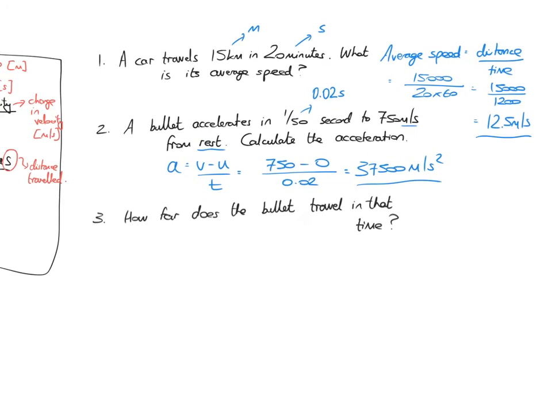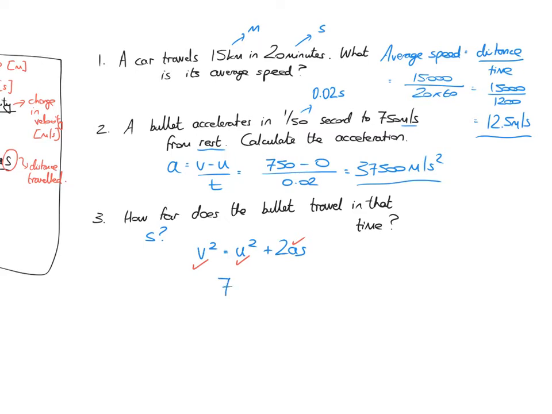And finally, the bullet travelling in that time. So we want a distance, s. Now, I've already given you a clue that we're using this equation. If we think what we know, well, we know the initial speed of the bullet, that was u, which is 0. We know v, the final speed. We know a. So we can actually use this equation to work out s.